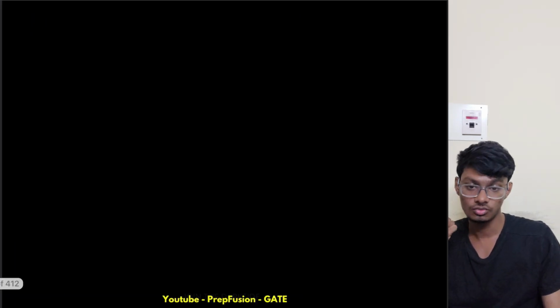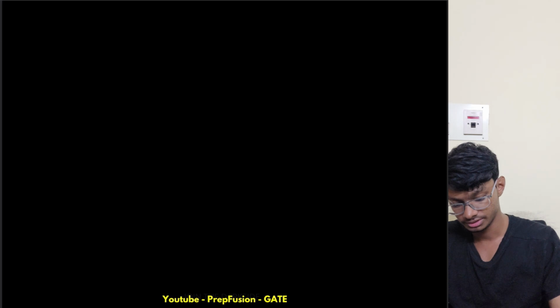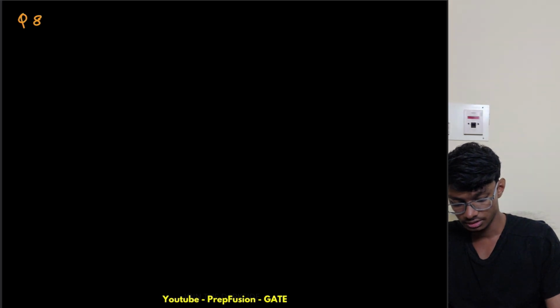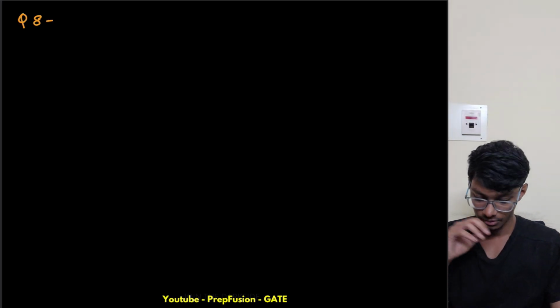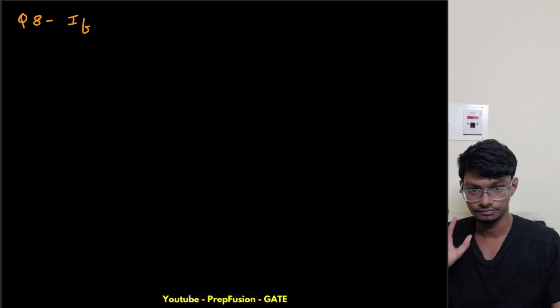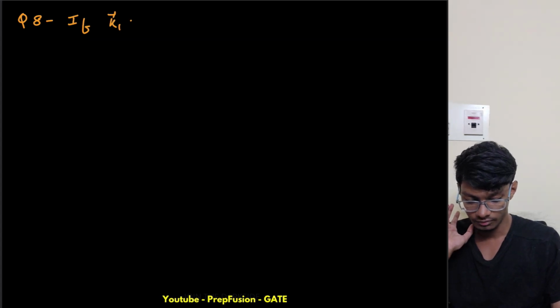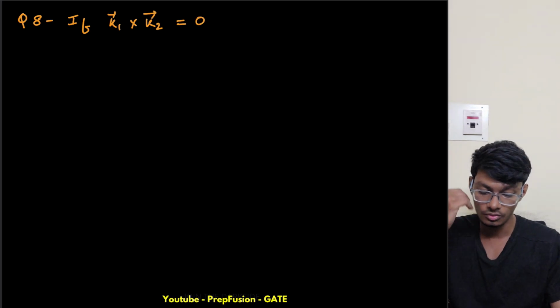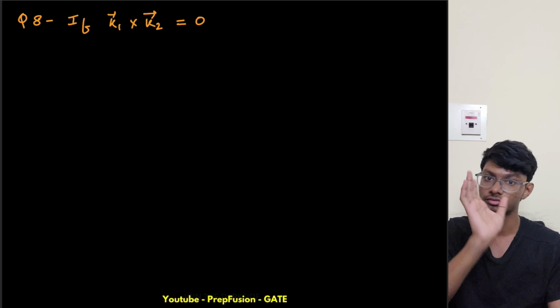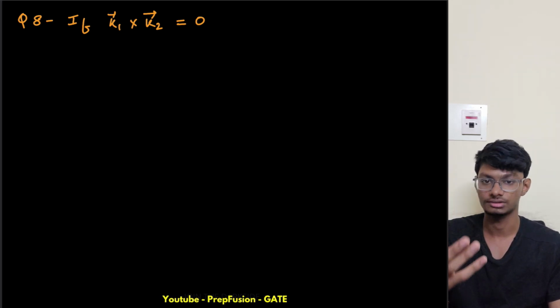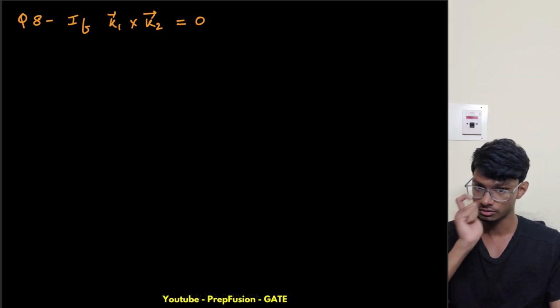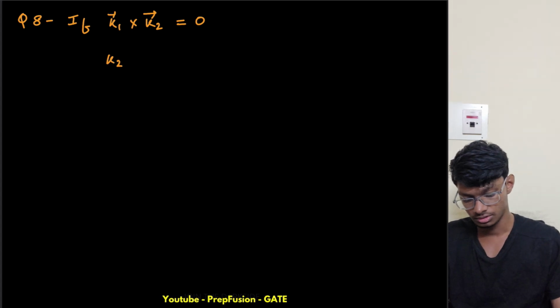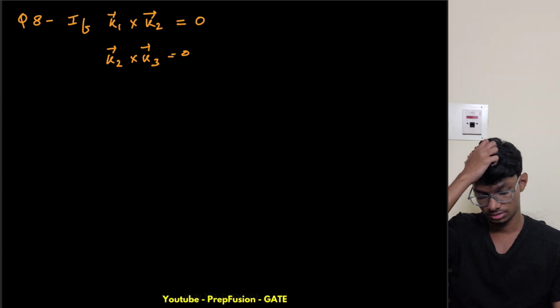Now let's do another question. Let me name this as the 8th question. So right now, k1 cross k2 is equal to 0. I am giving you this result myself. K1 cross k2 is 0. Also k2 cross k3 is 0, right?